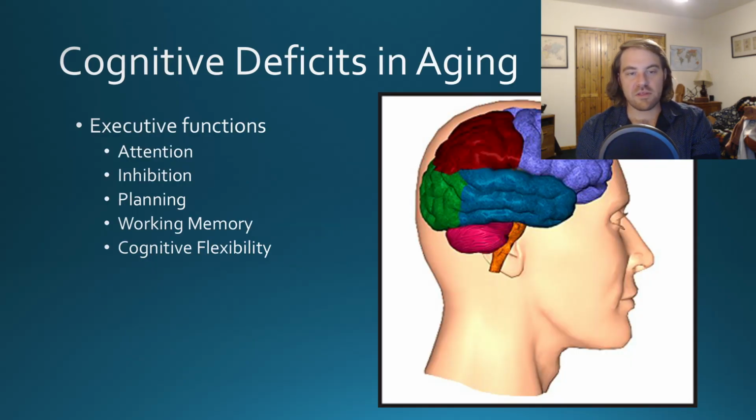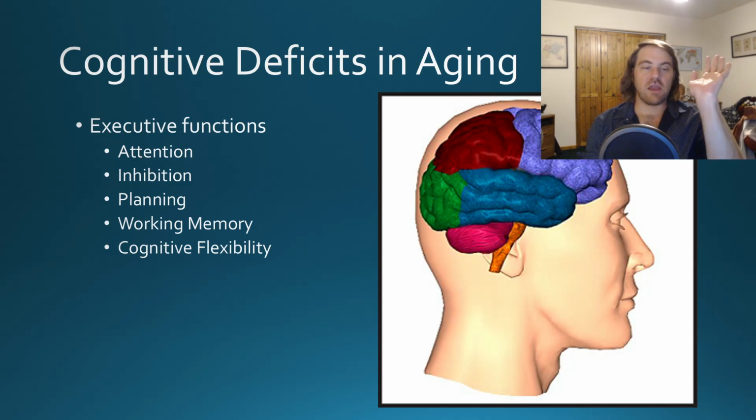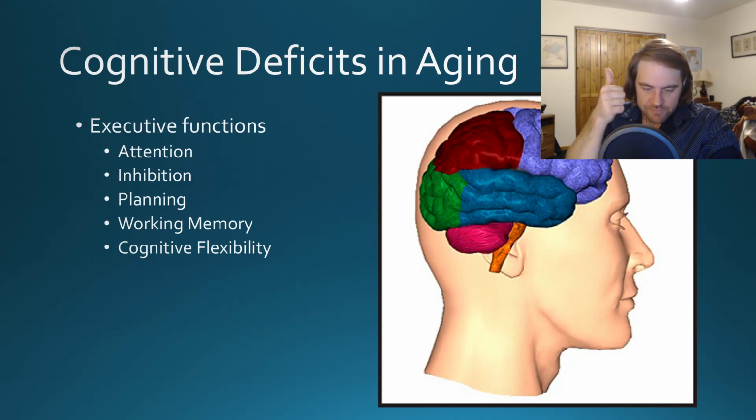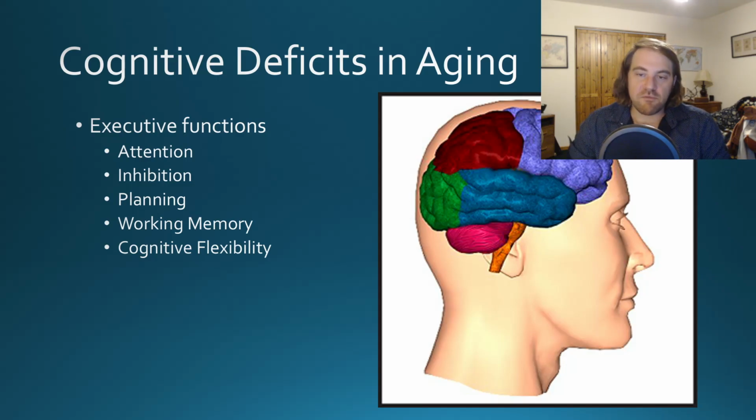So what are the cognitive deficits that we tend to see in regular aging? Well, with regular aging, we see declines in executive function. So we see problems with attention, inhibition, problems with planning, decreases in working memory capacity, and less cognitive flexibility overall.